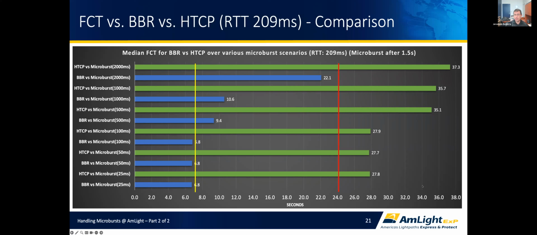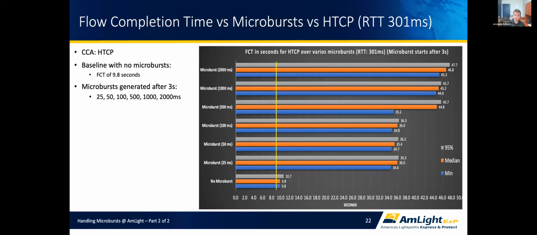So now that we've done this for 209 milliseconds, let's go to 301 milliseconds. The chances that it's going to get much worse. And it gets much worse, right? We only added 90 milliseconds of RTT, round trip time, but the average flow completion time increased to 9 seconds, right? So this is borderline a ridiculous number.